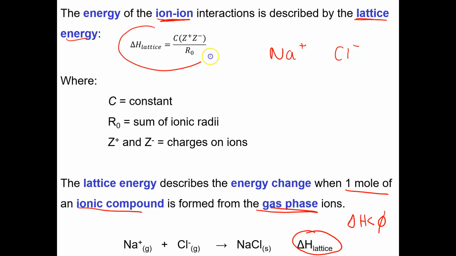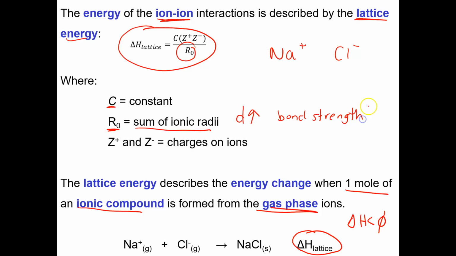Now, the lattice energy depends upon a couple of things. For every compound, there will be a characteristic constant that summarizes how the ions are arranged in the crystal. It depends upon the distance between the ions, which is simply the sum of your cation and anion radii. And unsurprisingly, as distance goes up, the bond strength goes down, because remember, the further apart these things are, the weaker the interactions are going to be.